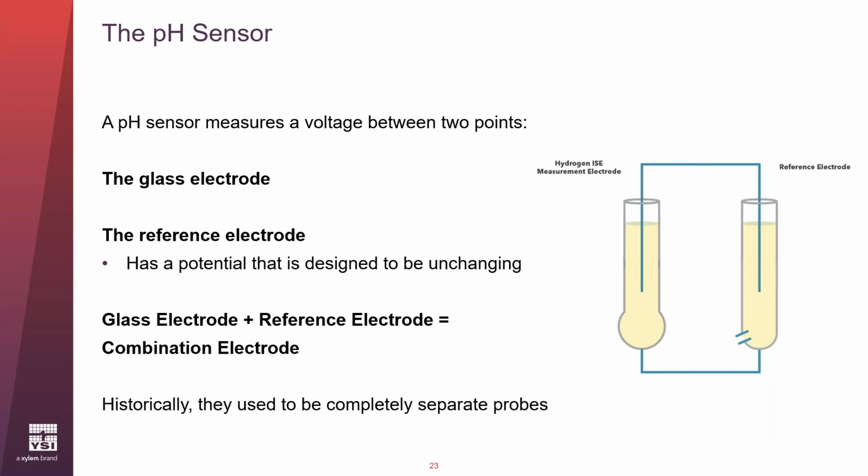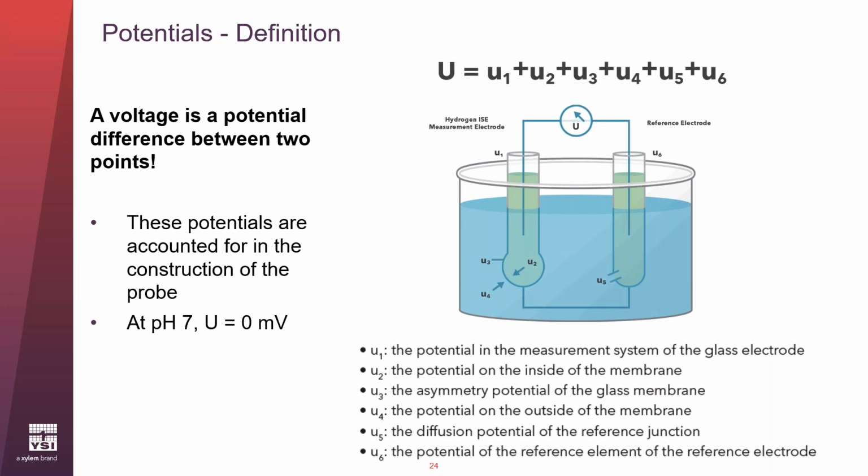Historically, these used to be completely separate probes, but now we combine those two into a single form factor, and we end up with a combination probe, which is what practically all pH probes are today. Many probes will also measure the temperature as well, with a thermistor built into the electrode. Otherwise, a separate temperature measurement is required. You do have to have that temperature. So I said a whole bunch of stuff about that, but let's get into what that means.